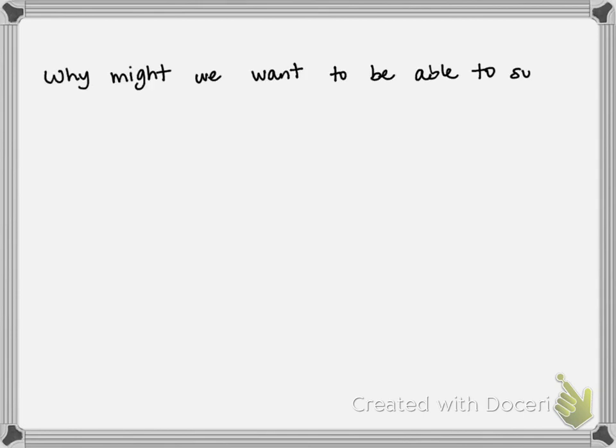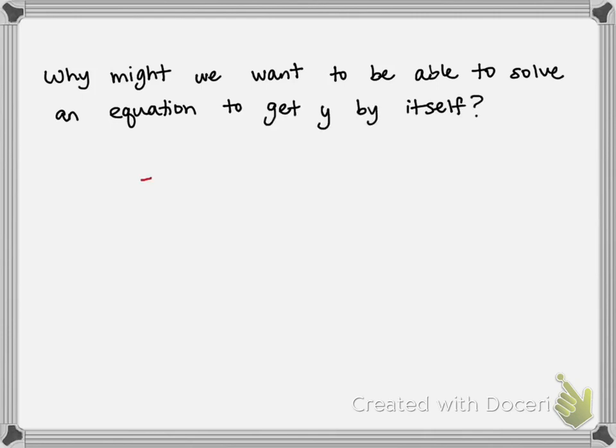So why might we want to be able to solve an equation to get y by itself? There's a couple of reasons that we might want to do this: to rewrite an equation, not to get a single answer as a number, but as just rewriting the equation to get y by itself. If you think about an equation when it's in y equals mx plus b form, there's a couple of things that you can tell from that equation, and that is the slope and the y-intercept.